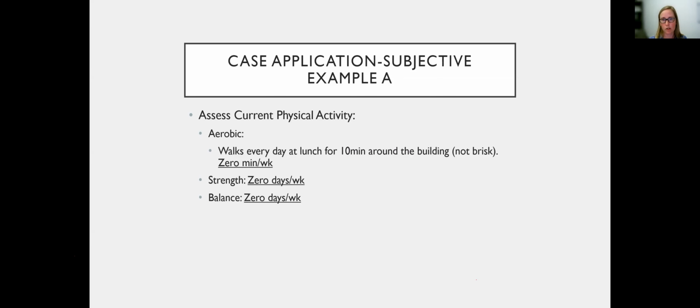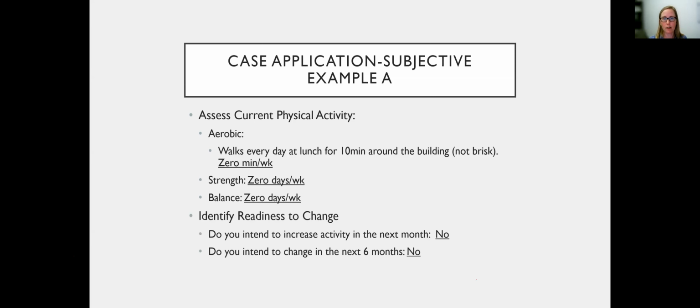He doesn't do any strengthening. He doesn't do any balance as well. So that's where we're at right now. If we go down then to the readiness to change, we ask him, does he intend to change in the next 6 months, or in the next month first? We ask that short-term intent.